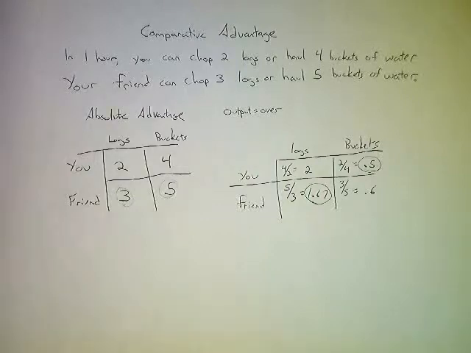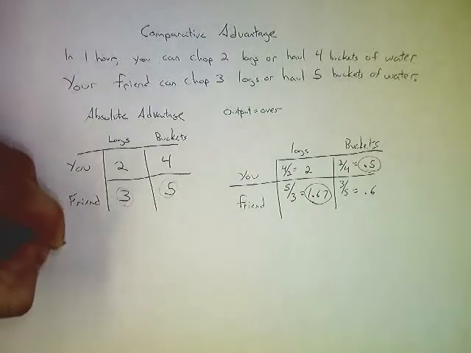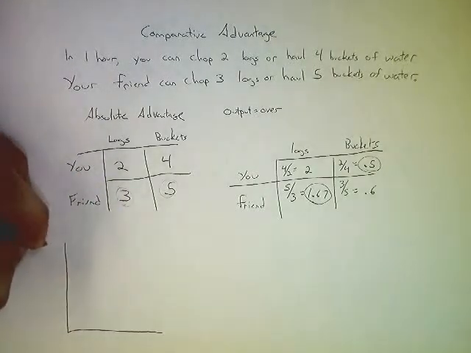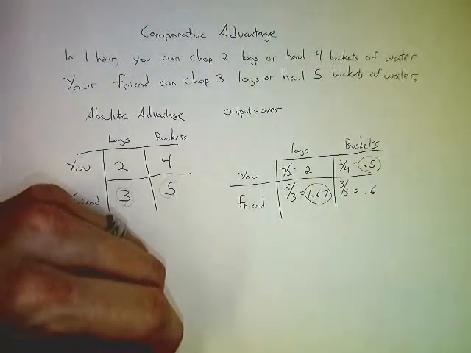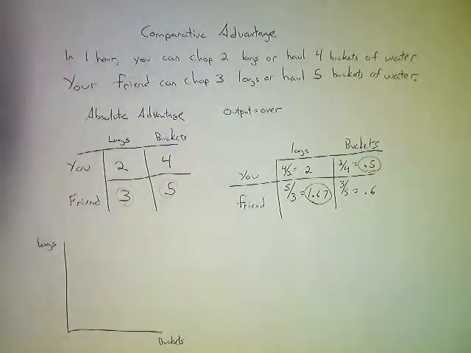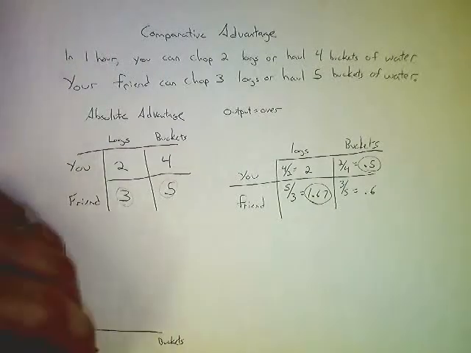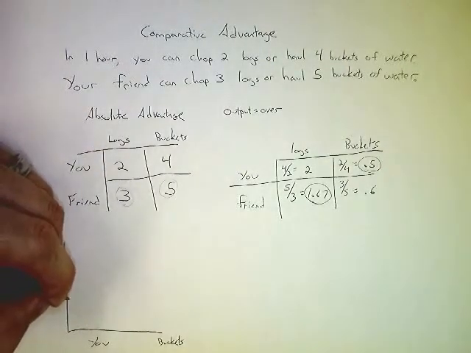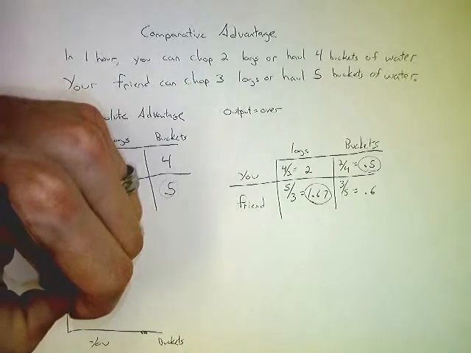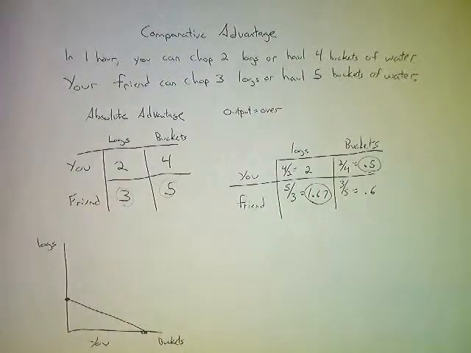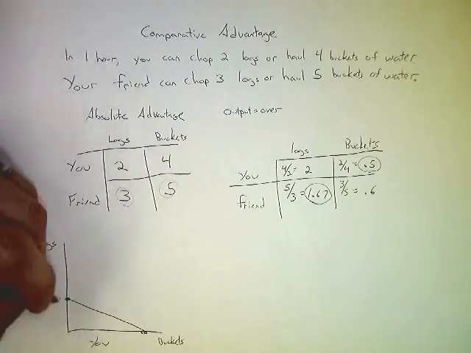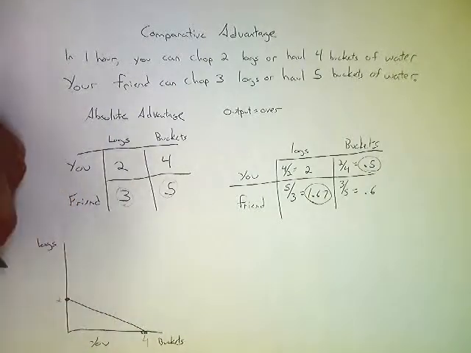Absolute advantage gives us an opportunity to look at countries' production possibilities curves. If we take a graph for you and we put logs on one axis and buckets on the other, we can graph your production possibilities. Because as we said before, you can produce either 2 logs or 4 buckets. These are your production possibilities. Now you'd have the option of maybe producing 1 log and then getting 2 buckets and so on and so forth. So you can do 2 logs, 4 buckets, or anything in between.